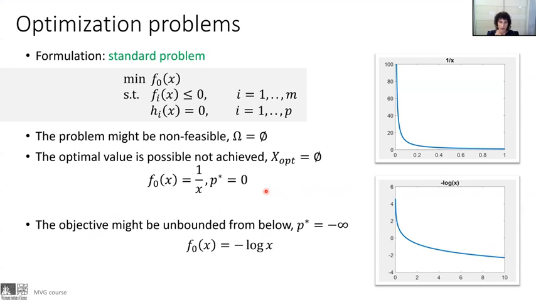Do you understand why the feasible set can be empty? Anybody has an example? No, nobody? If the constraints contradict one another. For example, one of the constraints is x is bigger than zero and also x is smaller than zero. This is a very simple example. Then the feasible set is actually empty. Okay, this is a good example. Let's move on.